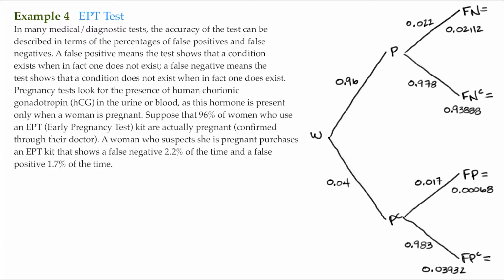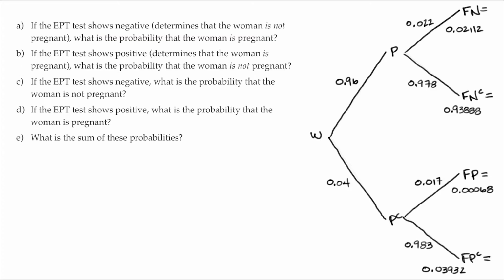So then the questions are, we have these 5 questions here, A through E. For the first letter here, A, it says, if the EPT test shows negative, in other words, it determines that the woman is not pregnant, what is the probability that the woman is pregnant? So up here, it shows that the woman is not pregnant. She actually is pregnant, but the test is saying that she's not. That's a false negative. So that's 0.02112. And it's also showing that she's not pregnant down here. She's not pregnant, and the test confirms it. So then we add that to the 0.03932.